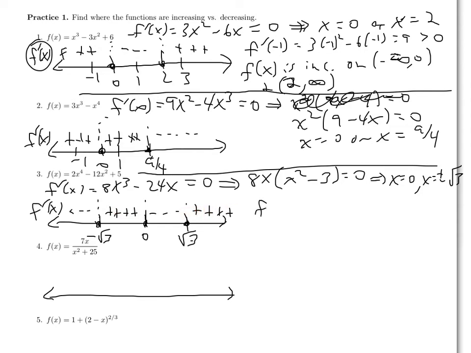So f is increasing on the intervals minus square root of 3 to 0. These are intervals. And the interval square root of 3 to positive infinity.